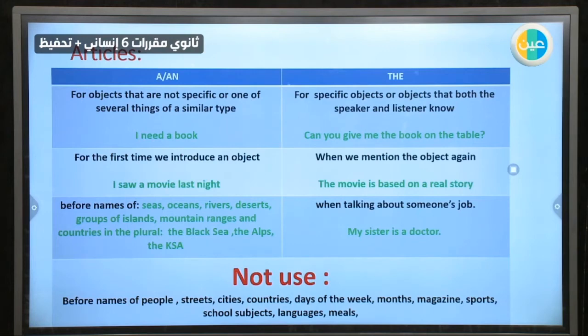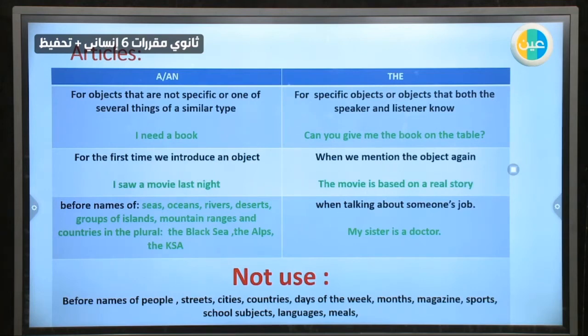Here, when talking about someone's job, my sister is a doctor, so please replace them: here for the and here for a. Be careful. Seas, oceans, rivers, deserts, countries in the plural, we use the, not a. Never use a with them. The United Kingdom, the United States, the Kingdom of Saudi Arabia.